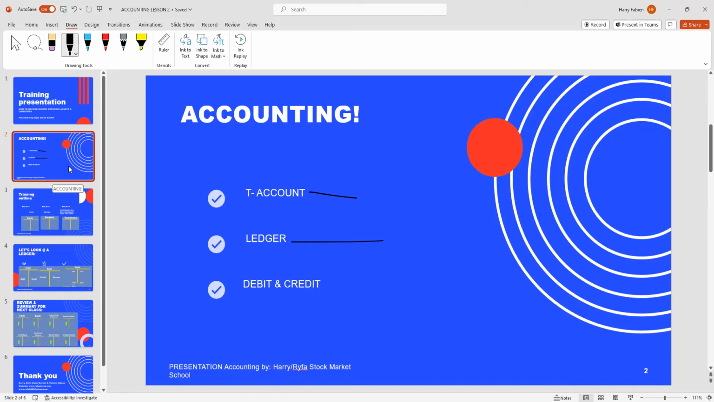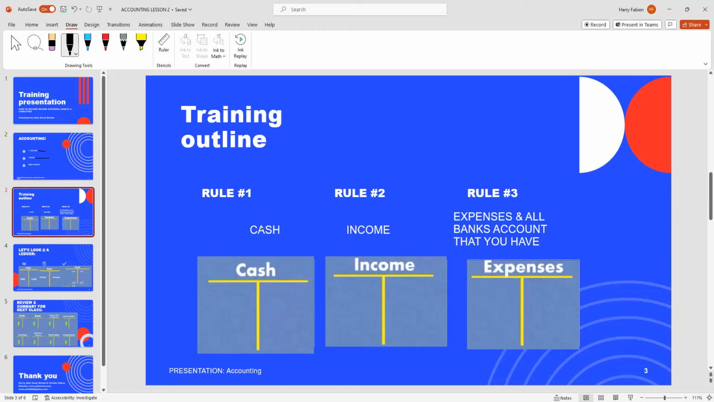This is not the same, because everything is recorded differently in what we call, as you can see there, the T account, ledger, debit, and credit. Everything you need to record has a separate ledger. For example, if you need to record cash, you have a ledger for cash. If you want to report income, you have a ledger for income. If you want to report expenses, you have a ledger for expenses. We call that a ledger.